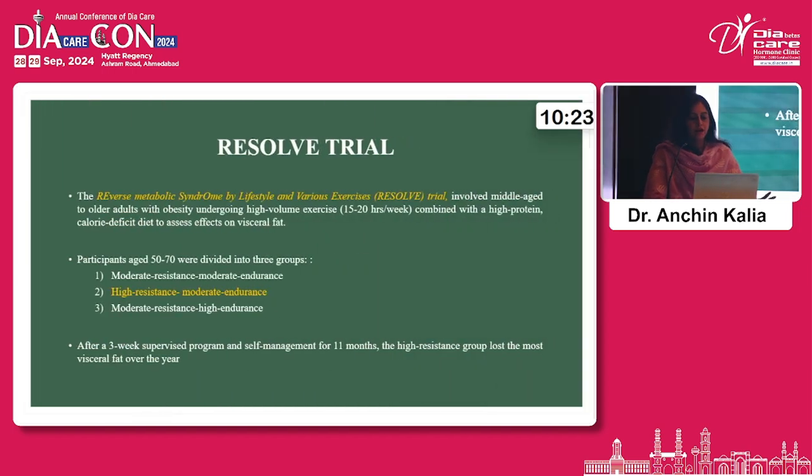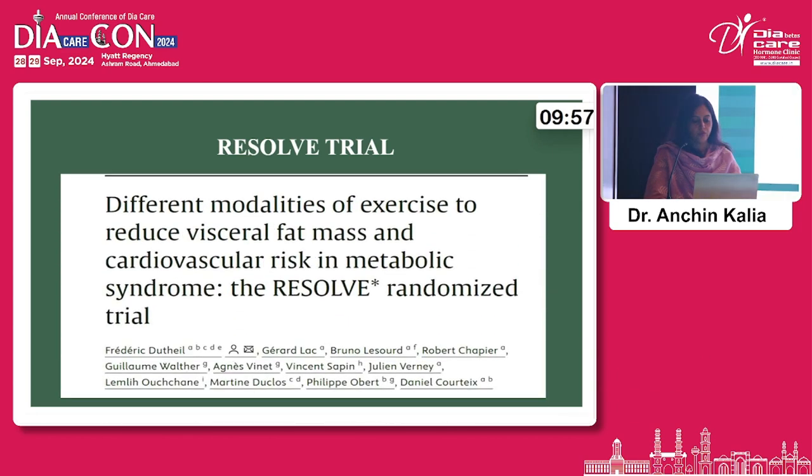Another nice trial in this was the RESOLVE trial. We'll not go into the details, but the patients were divided into 3 groups: moderate resistance with moderate endurance, high resistance with moderate endurance, and moderate resistance with high endurance. After a 3-week supervised program plus 11 months of self-management or unsupervised program, it led to the most reduction in visceral fat over a year.